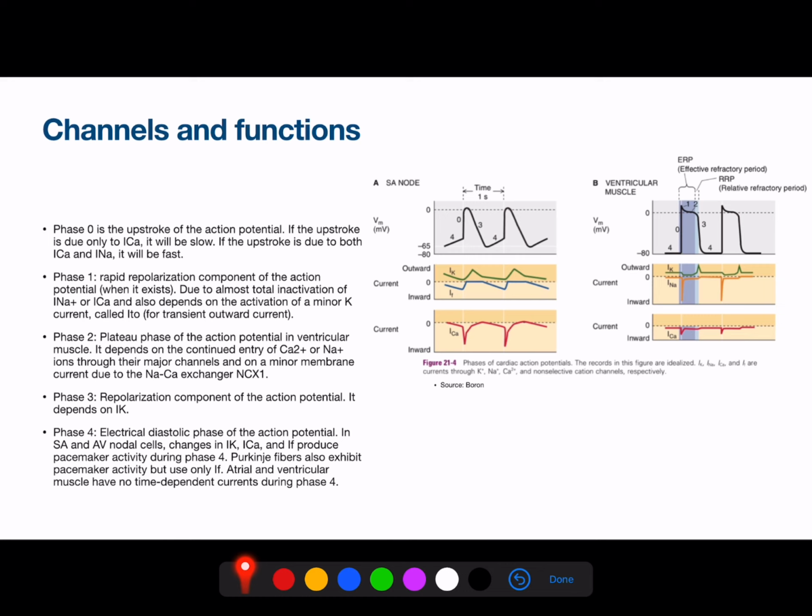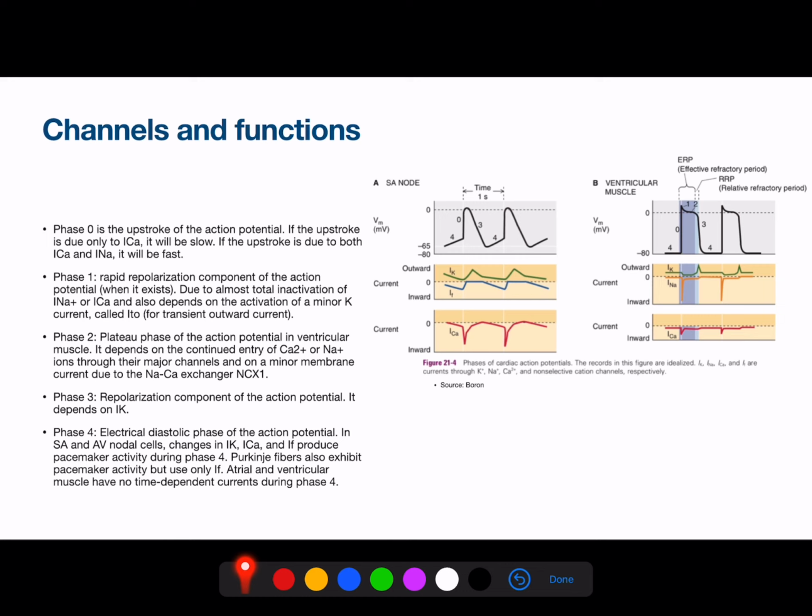Then there's phase 3. This is fortunately present in both types of cells again. This is due to the opening of potassium channels, which causes repolarization of the cell. Then there's phase 4, where every channel in the ventricular muscle is inactivated and the action potential is 0.